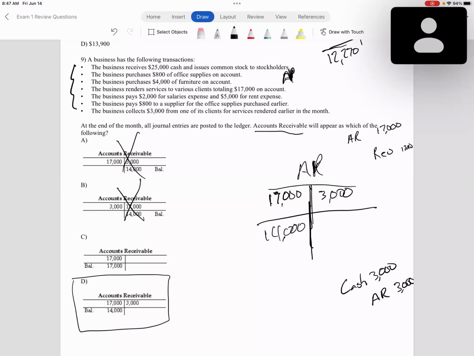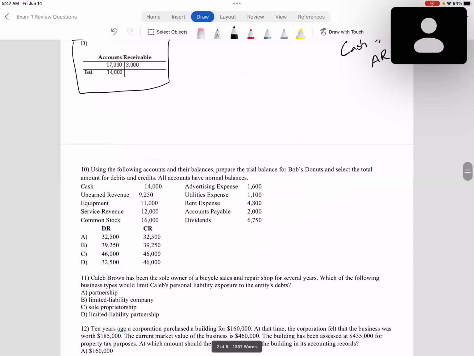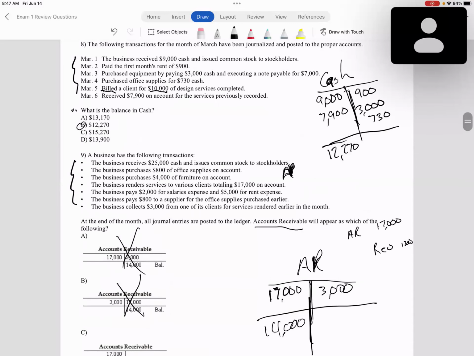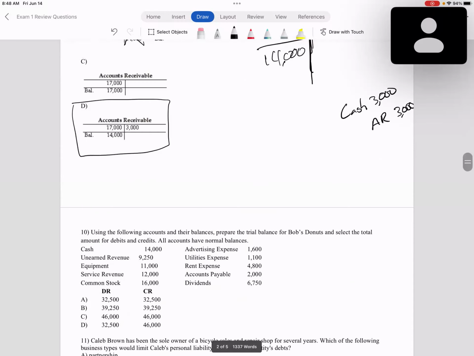And what I would recommend on these problems is to go through them. We've done it for cash, and we've done it for accounts receivable, but you could also do it for accounts payable. Do a T account for accounts payable. Remember, that'll have a normal credit balance. You can go through and do this whole thing based on it being accounts payable.